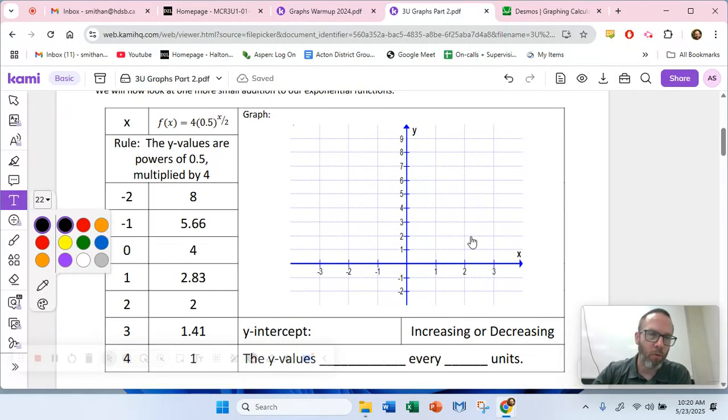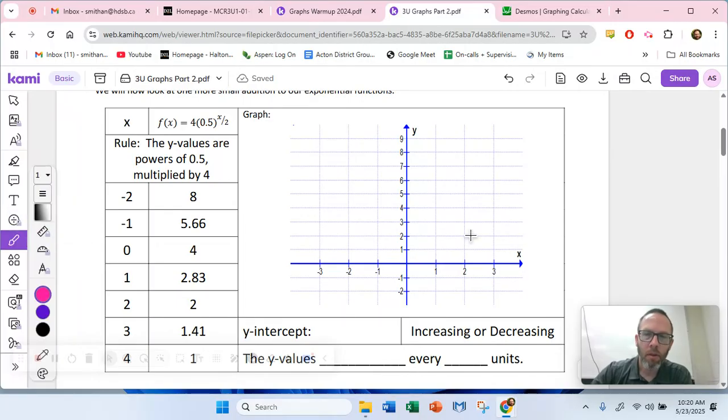So minus 2, 8. Minus 1, about 5.6 or so. 0, 4. 1, 2.83, around there. 2, 2. 3, about 1.5-ish. And then 4, 1 I can fit on there.